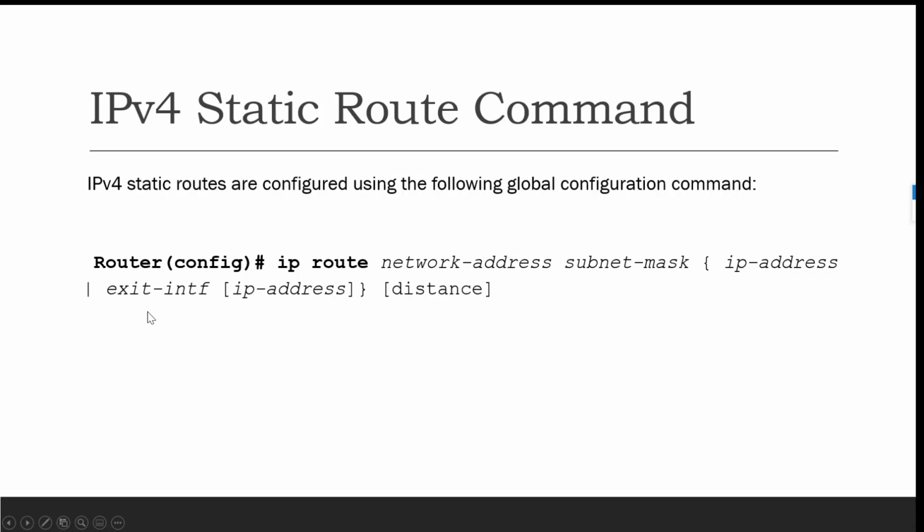Or the static route can be configured with an exit interface. That will be the router's exit interface for the traffic to get out of to arrive at its destination. A static route also can be configured with a distance. We know the concept of administrative distance. By default, a static route has an AD of 1, but we can configure another AD to make it a floating static route. I will talk about the floating static route in another video.